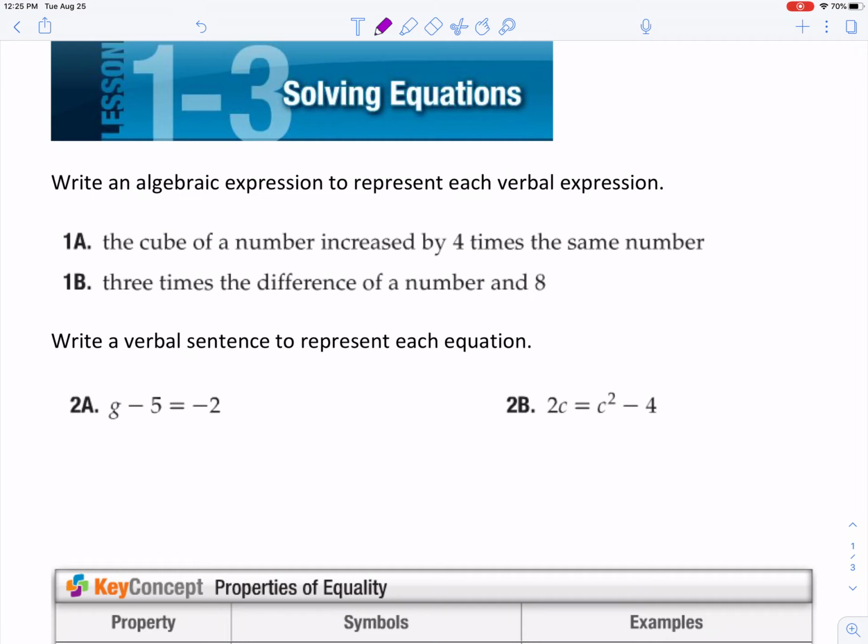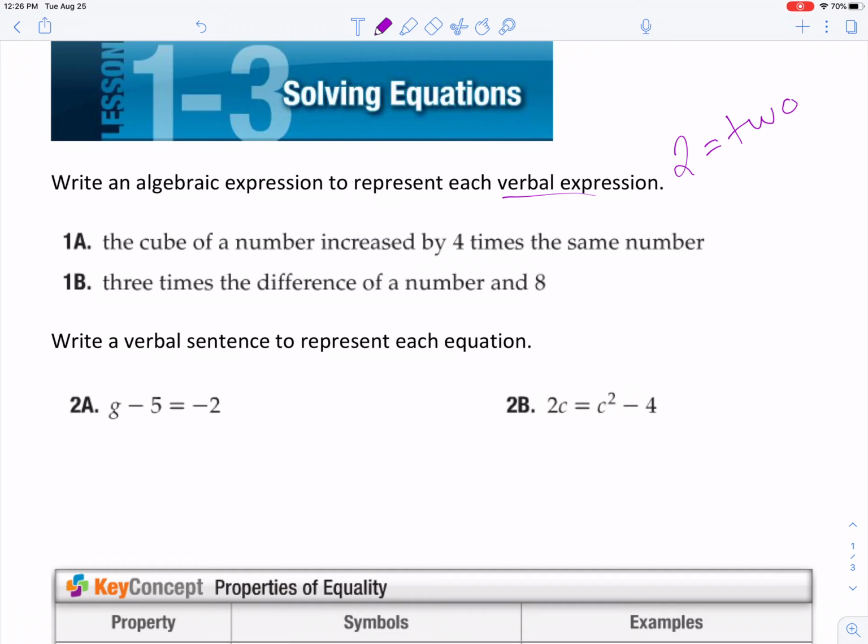Today we're going to mostly be working on solving equations, but before we get there, we're going to go back and forth between writing an algebraic expression and a verbal expression. A verbal expression, by the way, is also known as a written expression because it's written out. Basically, instead of writing a 2, I'm going to be writing TWO.